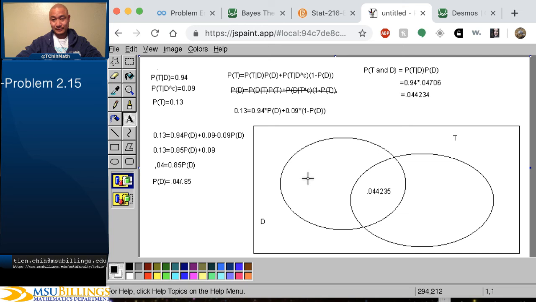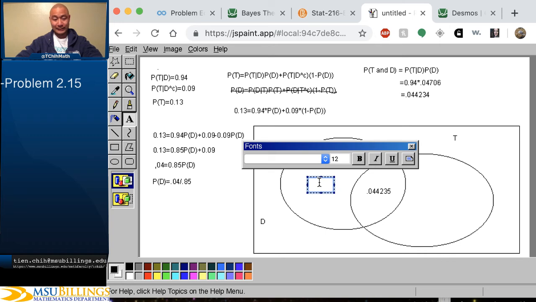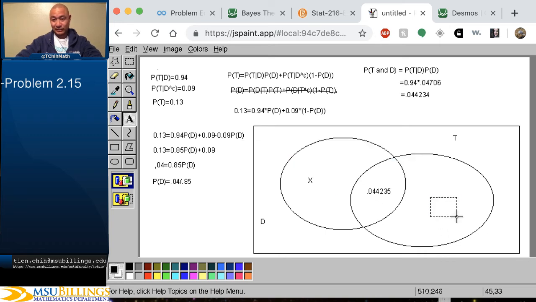Now, I still need to fill in something here, and here, and here. But I'm not going to go into all of these details at this point. I'll let you guys work some of this out yourselves. But what we know is that in the drug circle, 0.044235 plus x is 0.4706. So there's a linear equation right here that'll tell you what x is. The sum of everything in the circle has to be P of D, which is 0.47.